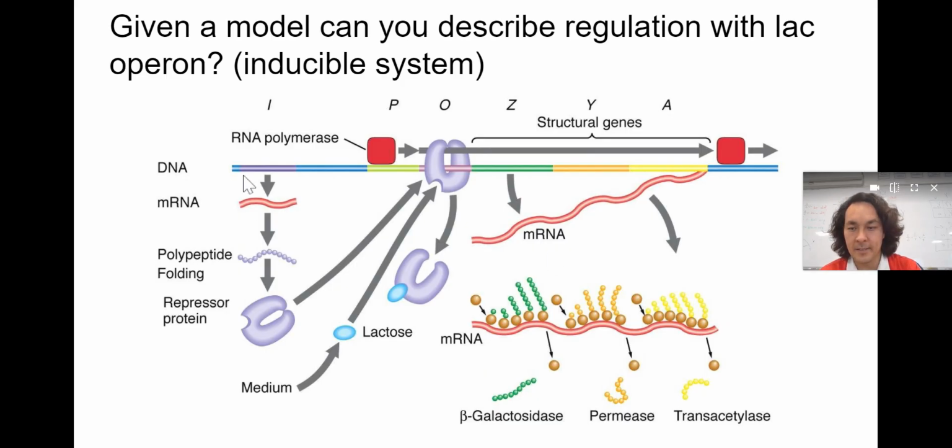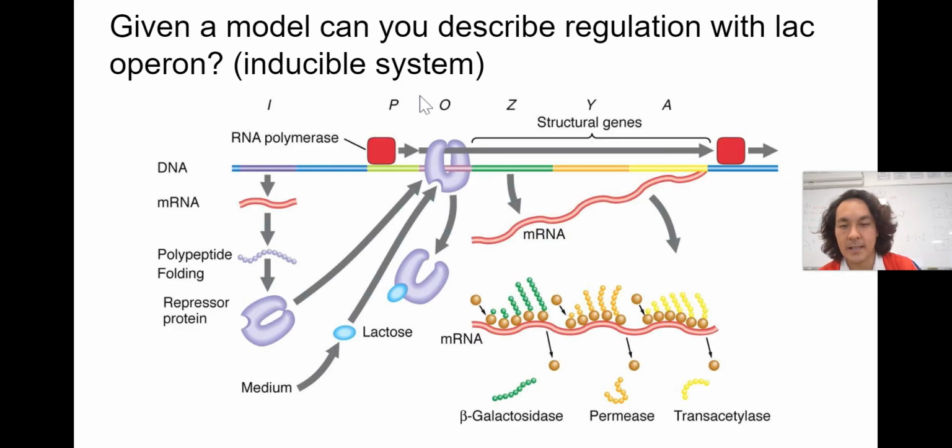Up here is going to be a section of DNA that's going to code for a repressor protein. It's going to be transcribed and translated, and it's going to make a protein that's going to attach to DNA here and repress the transcription of these genes. This repressor will be removed if lactose comes into the system.